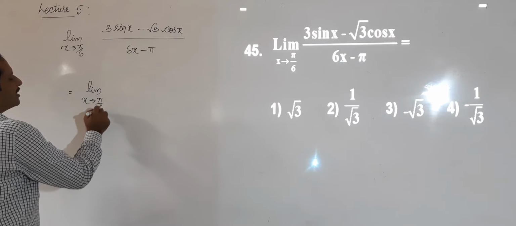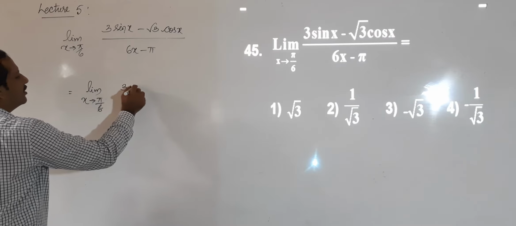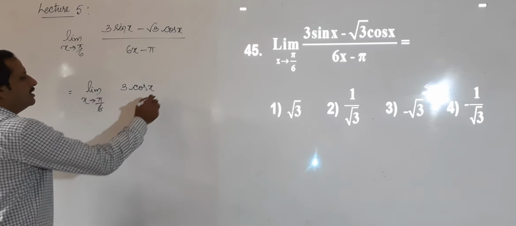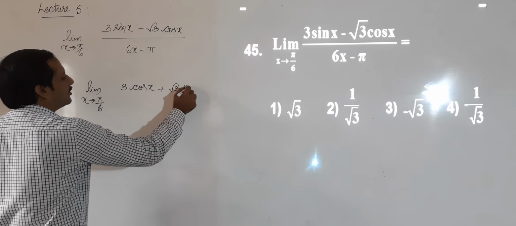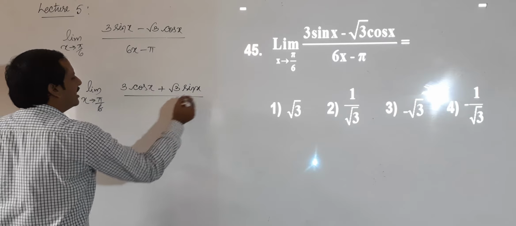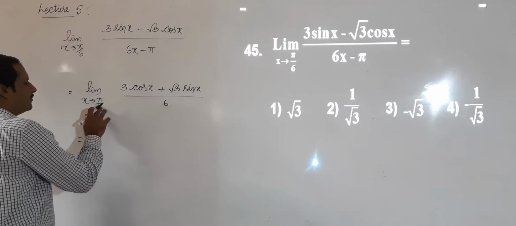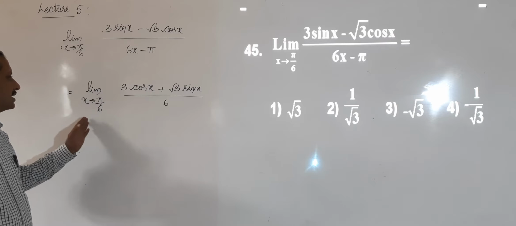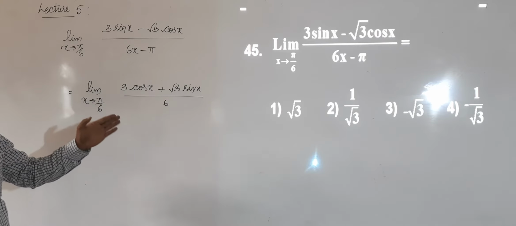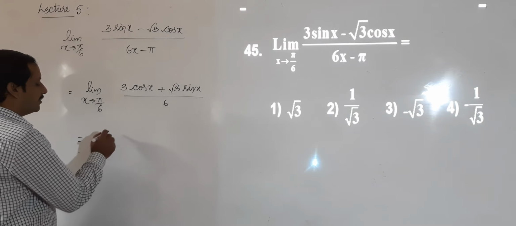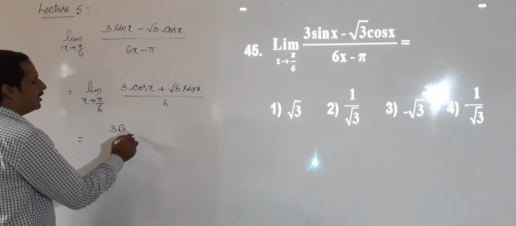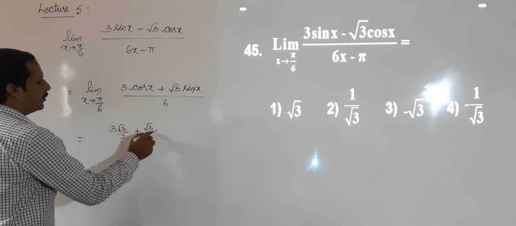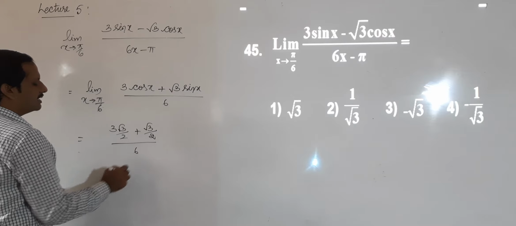Limit x tends to pi by 6, using L'Hospital's rule, 3 cos x minus root 3 into the derivative of cos x, which is minus sin x. So it will become plus root 3 sin x, divided by 6. Apply the limit as x tends to pi by 6. Cos pi by 6 is root 3 by 2, so you get 3 root 3 by 2 plus root 3 into sin pi by 6. Sin pi by 6 is 1 by 2, so root 3 by 2, all by 6.